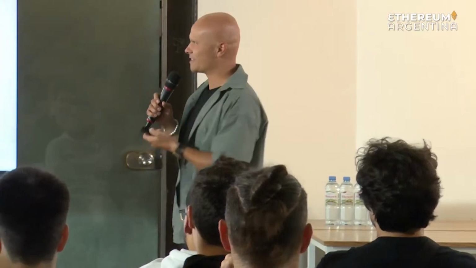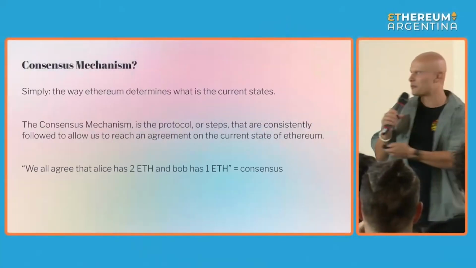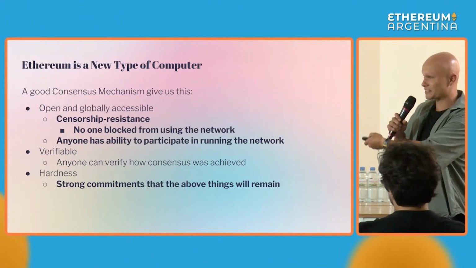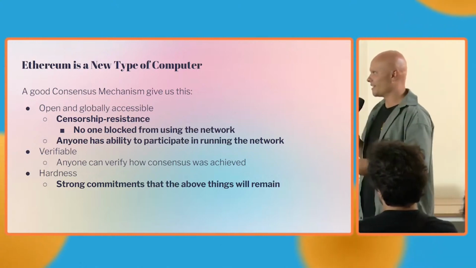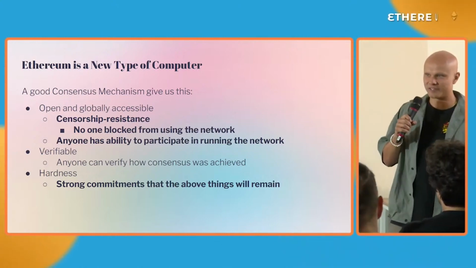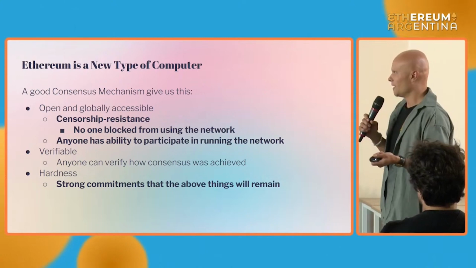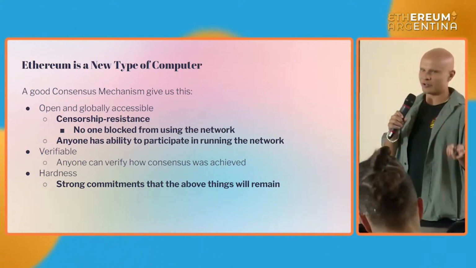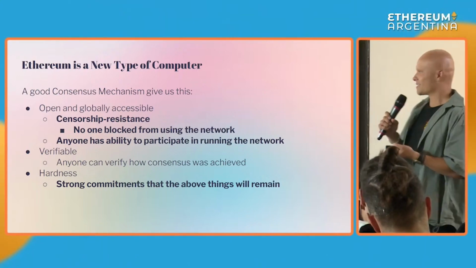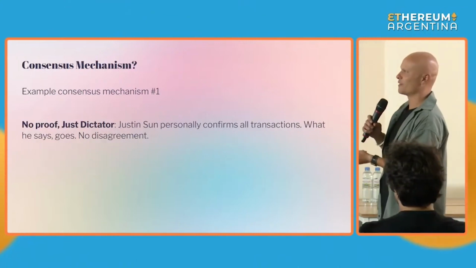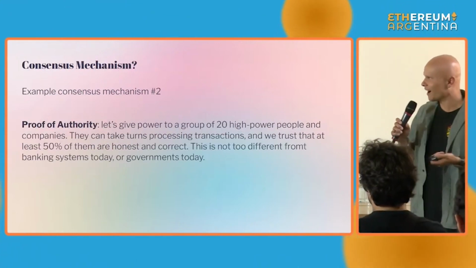And realistically that doesn't work that well, right? We don't really end up with these properties here. It's not censorship resistant. He can easily block people from using the network. He can censor people. Not anyone has the ability to participate in running the network. So not a good type of consensus mechanism.